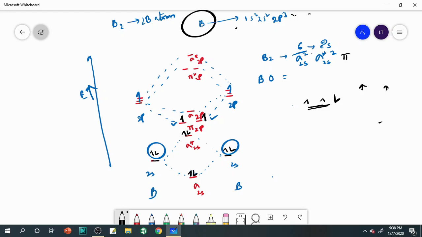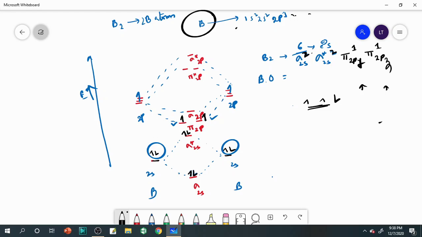So, the electronic configuration is just like this. This is pi 2py1, if you consider the molecular axis along the x axis. Another pi molecular orbital will be pi 2pz, and this will be singly occupied. So, pi 2py1 and pi 2pz1. So, altogether 2 plus 2 is 4, plus 1 is 5, plus 1 is 6. So, 6 electrons will be accommodated in this way.